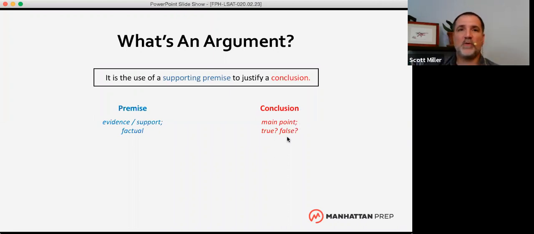We don't really know. You never have to accept the conclusion of an argument on the LSAT as true. We actually don't know it's true. The argument is supposed to convince you that the conclusion is true. And the way it does that is by providing some type of evidence or support, by providing one or more premises. The premises are usually factual. They're usually facts. And so whoever's making the argument is trying to use these facts to convince you that the conclusion is true.